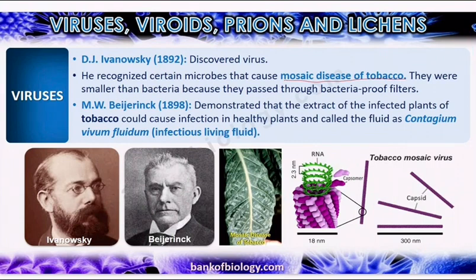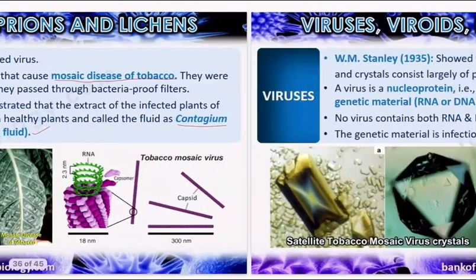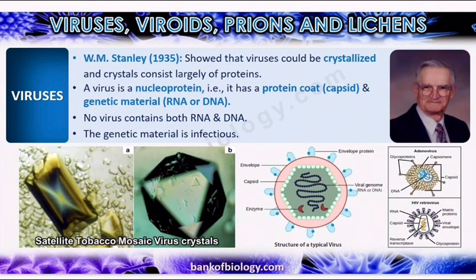And Beijerinck in 1898 demonstrated that the extract of the infected plants of tobacco could cause infection in healthy plants, and called the fluid contagium vivum fluidum, which means infectious living fluid. So this is how the scientists worked it out. And in 1935, Stanley showed that viruses could be crystallized, and the crystals consist largely of proteins.